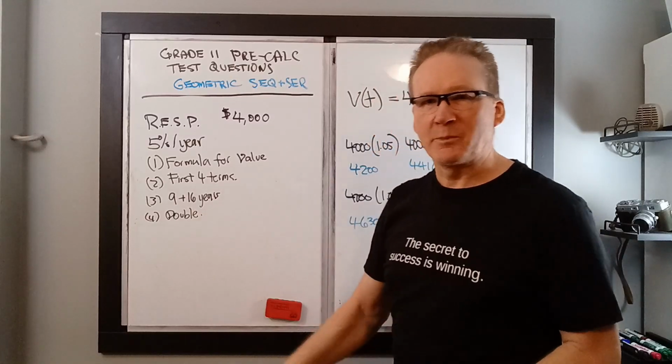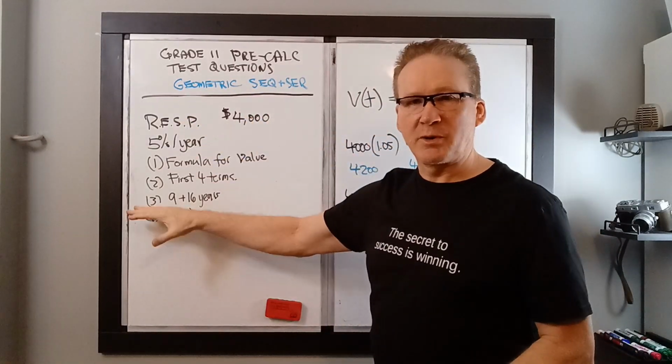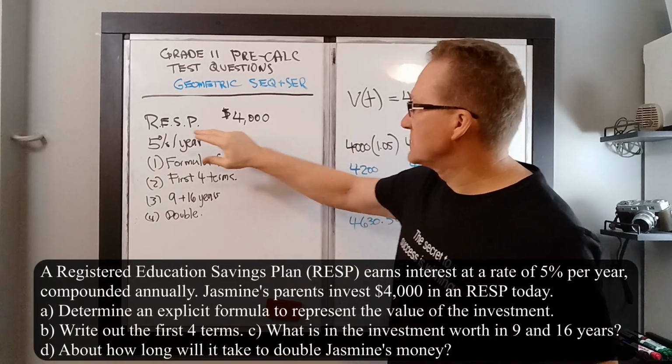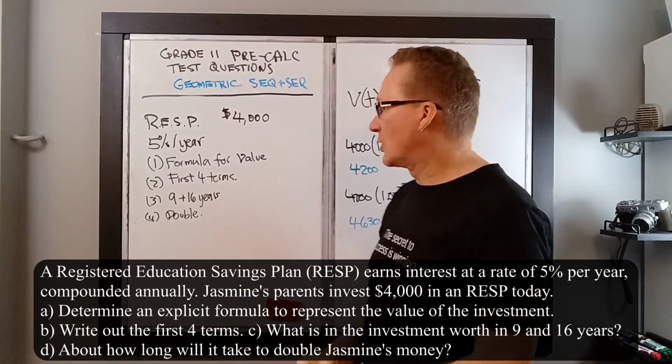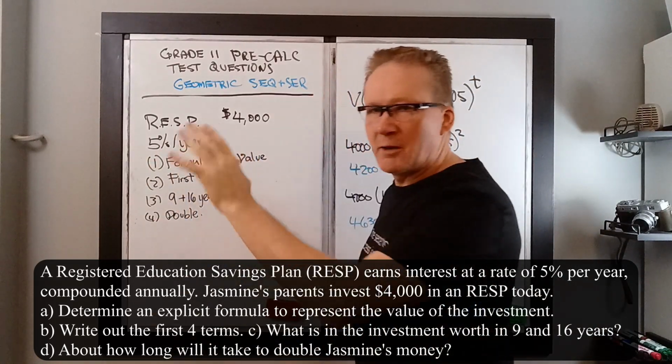Here we're going to continue another problem in geometric sequences and series. This is a word problem. I've written it out there for you at the bottom. Jasmine's parents invest $4,000 in a registered education savings plan. That's to prepare her for college. And that earns 5% interest every year, compounded annually.